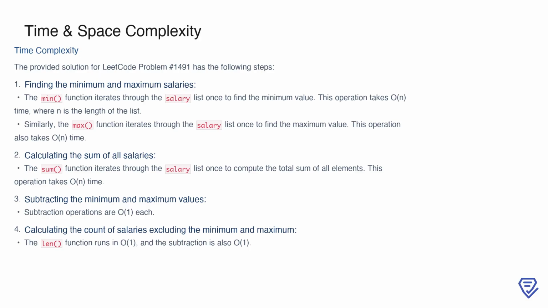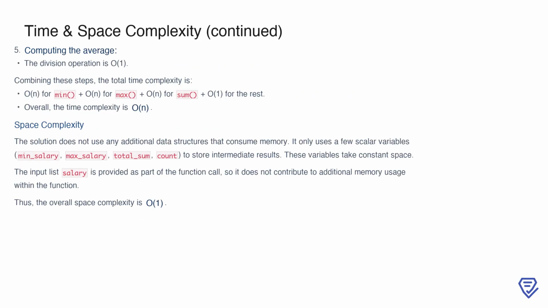Since subtraction is a constant time operation, its complexity is O(1). Lastly, we calculate the count of salaries excluding the extremes using the len function and a simple subtraction, both of which are O(1). Together, these steps give us a clear breakdown of the time complexity for each operation in the solution. Now, focusing on the computation of the average, we perform a division operation, which is also O(1). When we combine all the steps, the total time complexity is the sum of O(n) for min, O(n) for max, O(n) for sum, and O(1) for the remaining operations. This simplifies to an overall time complexity of O(n), as the linear operations dominate.